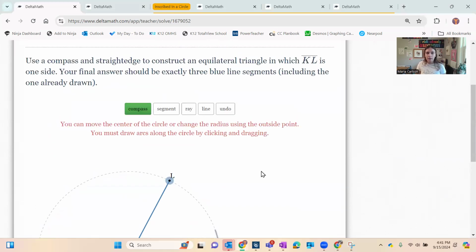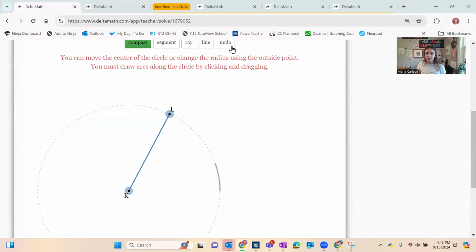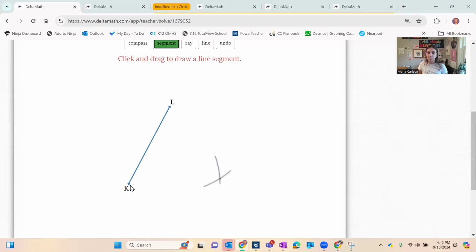Now I am going to move my compass to the other point. Remember, you move it by the center. So my center is currently at K. I will move it to L. And then I will draw an intersecting arc with the arc I already have drawn. And this will be my third vertex of the triangle. So I'll use the segment tool to construct a segment from K to that intersection point, and from that intersection point to L.